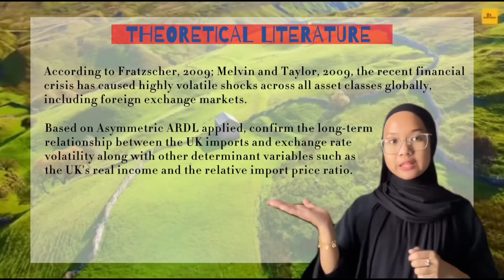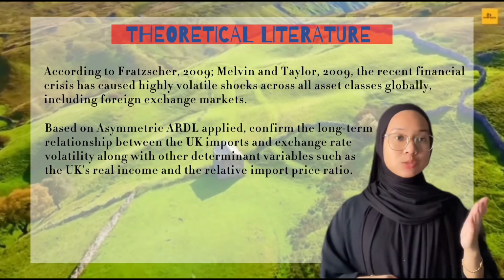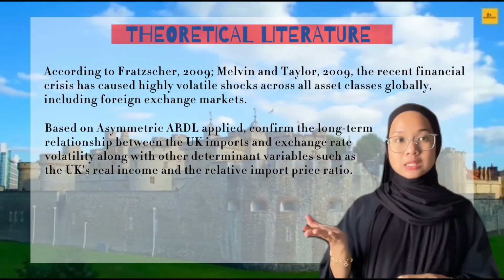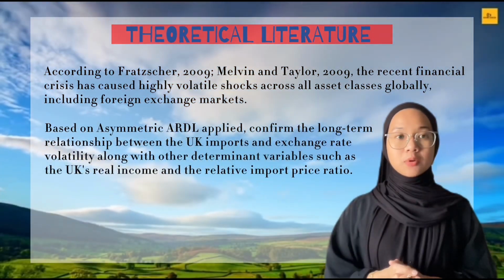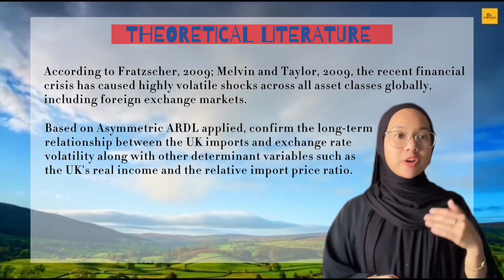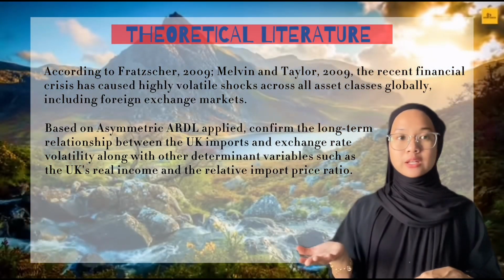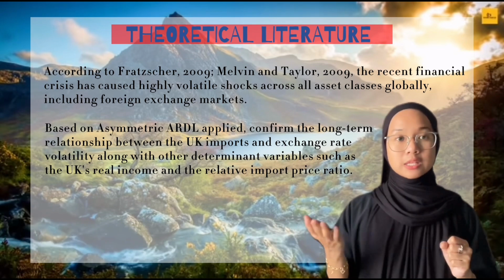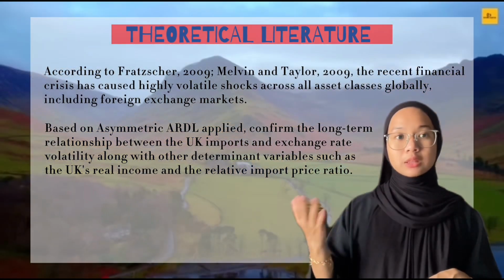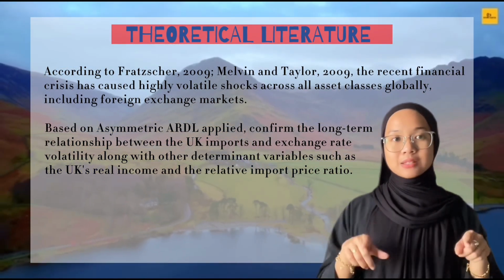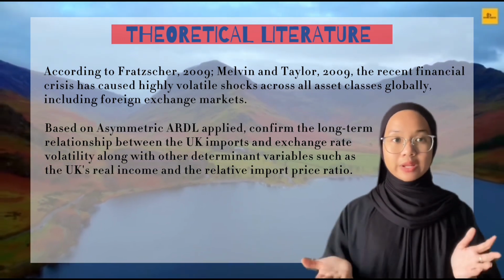Based on asymmetric ARDL, a long-term relationship is confirmed between United Kingdom imports and exchange rate volatility, as well as other decision variables such as United Kingdom real income and the relative import price ratio. This relationship holds regardless of the exchange rate, for example nominal or real, and the selected time period, before and after, including during the financial crisis. Furthermore, in the case of long-term asymmetry, the financial crisis shows a structural shift, meaning this long-term relationship between variables has been caused by the crisis. This statement also applies where a third-country exchange rate is involved.